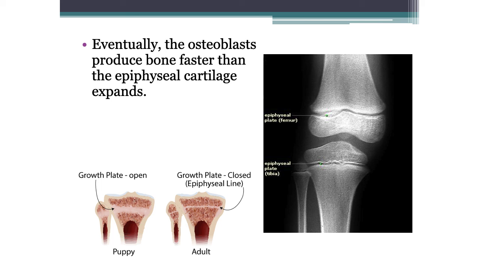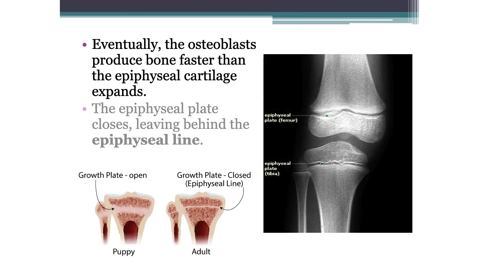So we see right here, eventually the osteoblasts produce bone faster than the epiphyseal cartilage expands, and the epiphyseal plate closes, leaving behind the epiphyseal line. Okay, so that's the growth plate. The growth plate is where the bone was growing. So that's pretty cool. You can see the growth plate in them, right? A lot of you have heard, when you break a bone, do they break the growth plate? Is that going to affect the growth of the bone in the future? But we can see where they are and how it is affected.